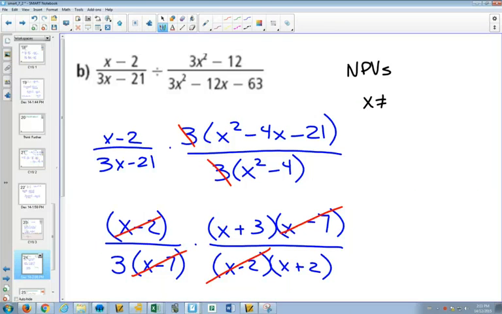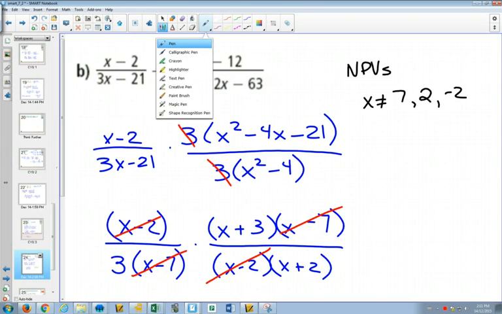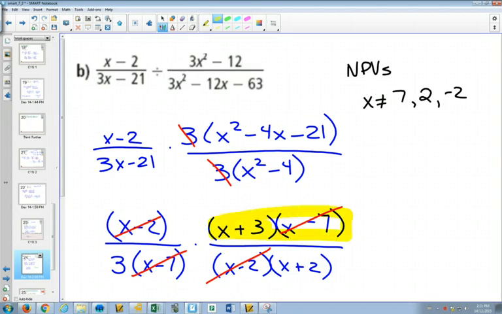X can't equal 7, because then we divide by 0 here. Can't equal 2. Can't equal negative 2. Those are the places where you're dividing by 0 here. You have to remember, though, that having a 0 on the top of a fraction is okay, except where did this come from? This highlighted part came from here, where you were dividing it originally. So that means that negative 3 is also a non-permissible value.